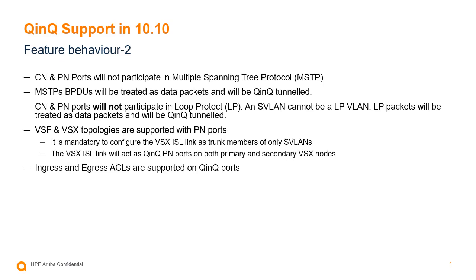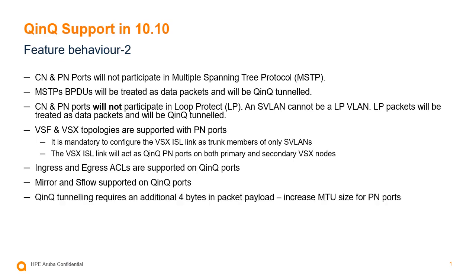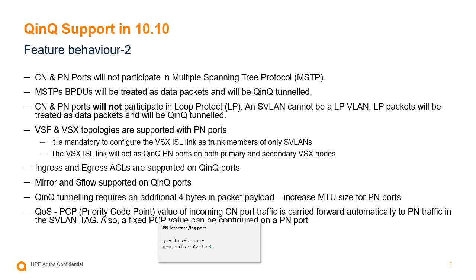Ingress and egress ACLs are supported with QinQ. Mirror and S-Flow are supported on QinQ ports, and QinQ tunneling requires an additional 4 bytes in the packet payload, so increase the MTU size for PN ports, as we discovered earlier in the presentation. And the priority code point incoming on the CN ports is carried forward automatically with the service VLAN. Also, a fixed PCP value can be configured on a PN port, and an example is on the slide here.